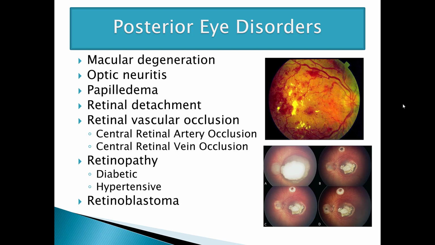So we're going to talk about macular degeneration, optic neuritis, papilledema, retinal detachment, retinal vascular occlusion, which includes central retinal artery occlusion and central retinal vein occlusion. We're going to talk about retinopathies to include diabetic retinopathy and hypertensive retinopathy, and then we're going to finally finish it up with retinoblastoma. And I could tell you guys, you could spend hours and hours and hours on this section alone, especially going over the retinopathy topics with diabetic and hypertensive retinopathies. But we're going to teach you what you need to know for the PANCE, the PANRE, and for clinical practice.